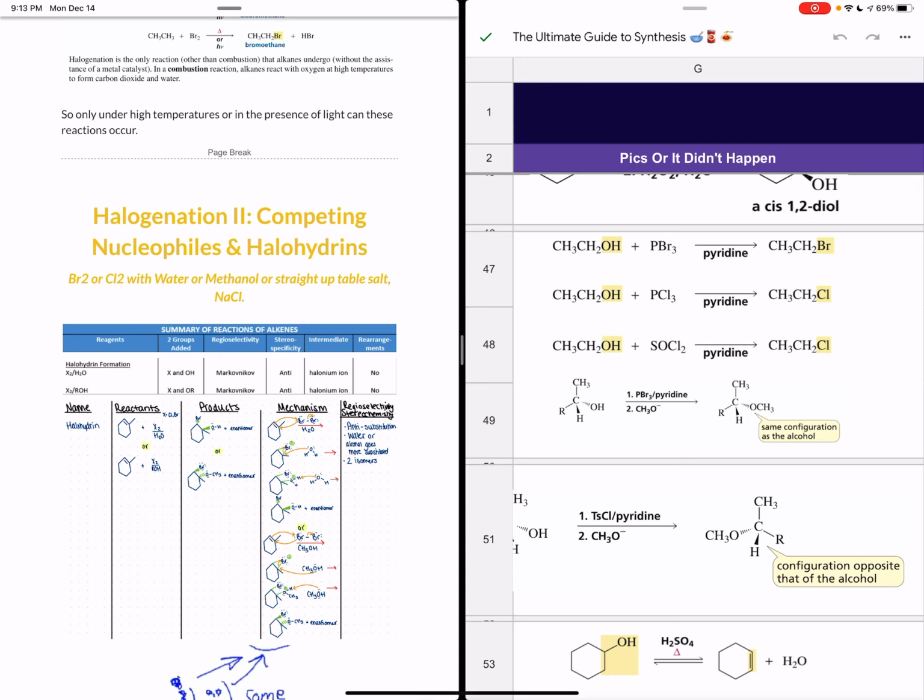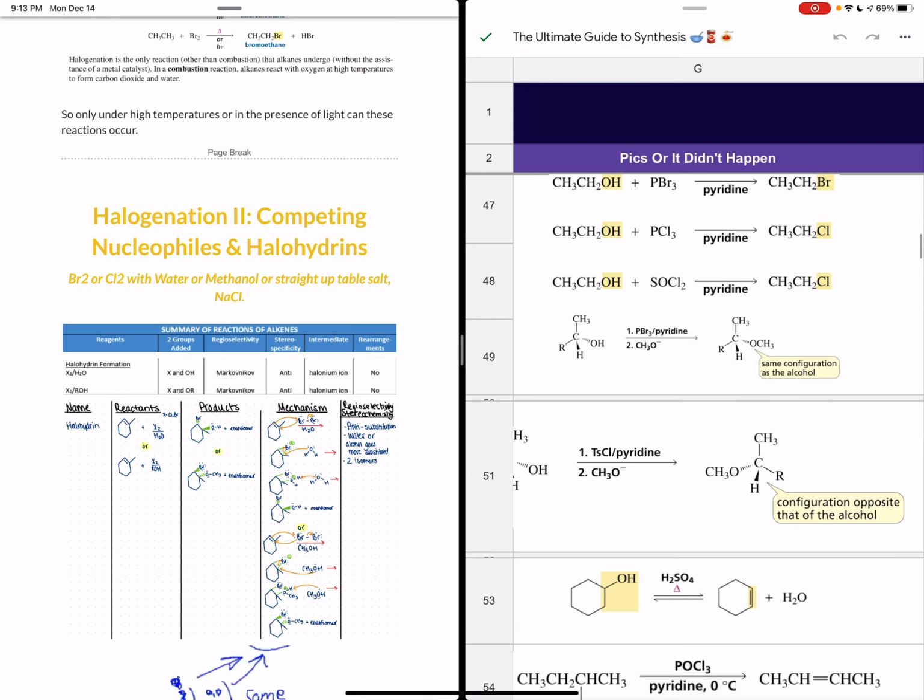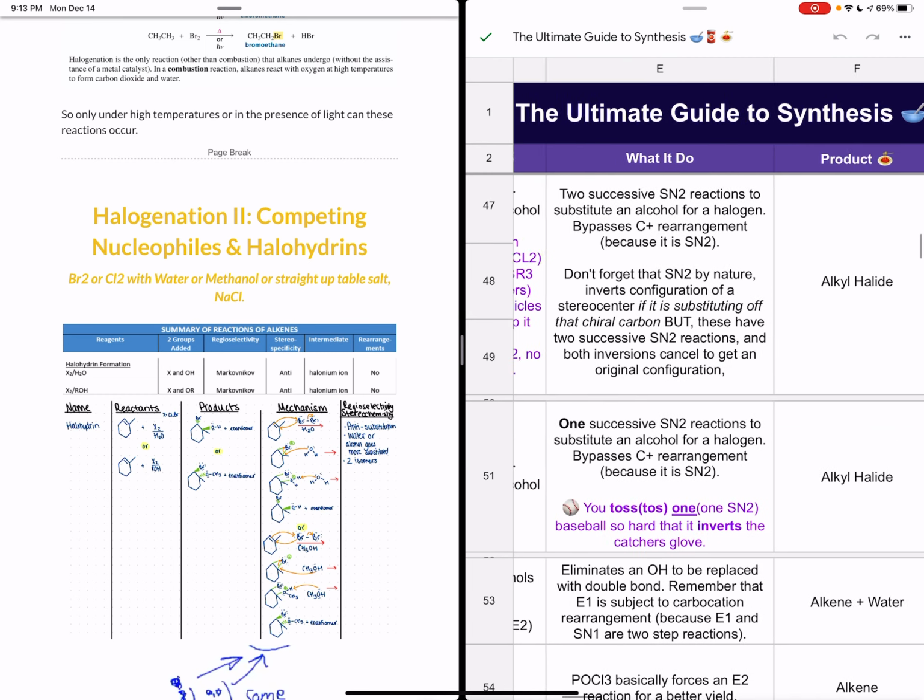PBr3 and pyridine is going to add a bromine leaving group and then replace it with a nucleophile. So that is where you're going to have a double inversion, because PBr3 will invert once, then the nucleophile will backside attack and invert a second time. You'll have the same configuration as the alcohol if you're working with two things, okay? So just remember that. It'll knock it back into the same configuration.